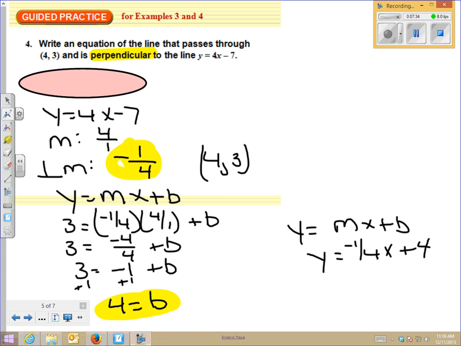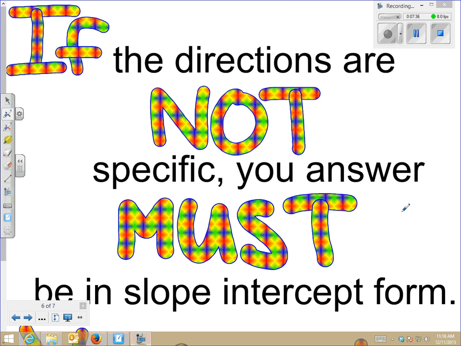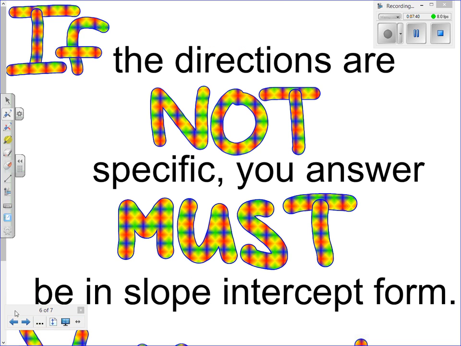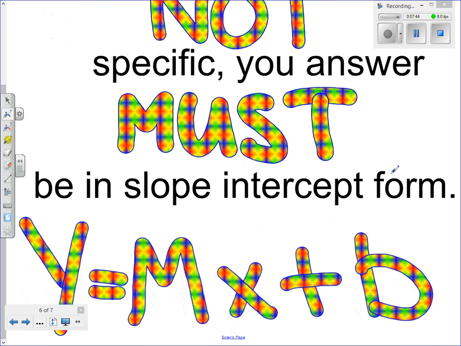Okay, and finally I have a reminder here in my big fancy pen, so hopefully we all get it. If the directions are not specific, your answer must be in slope-intercept form, which is y equals mx plus b. Remember, before you can identify the slope, before you can identify the y-intercept, it must be in y equals mx plus b. Not negative y, not 6y, y equals mx plus b.